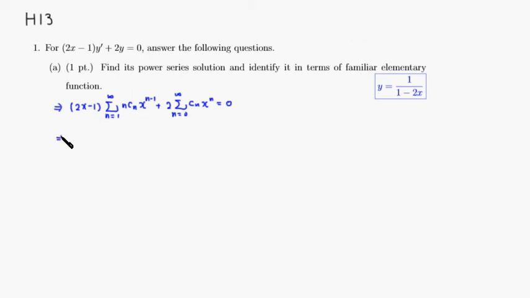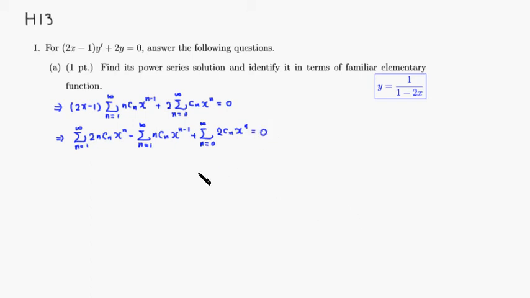So you're going to get summation n goes from 1 to infinity, right? So 2x gives you 2n Cn x to the n. And then you have a negative, so minus summation n goes from 1 to infinity n Cn x to the n minus 1, plus summation n goes from 0 to infinity 2Cn x to the n, equals 0.